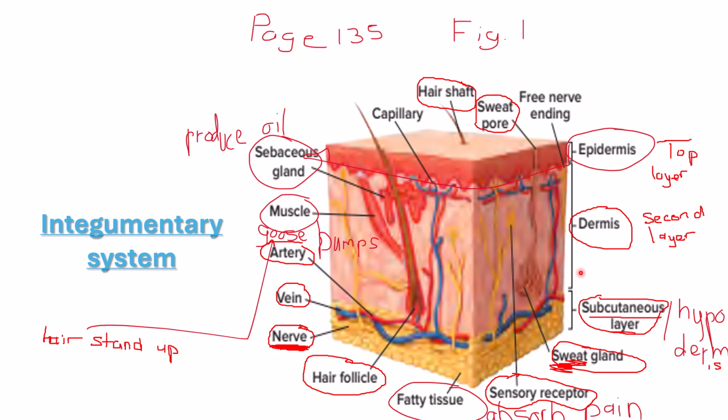and it has the dermis layer, which is thicker than the epidermis, and it contains all of the structures like sebaceous gland, hair follicle, blood vessels, nerve endings, sensory receptors, sweat gland, which is important for the functioning of the integumentary system. And the last layer is the subcutaneous layer, which includes the fat tissue, which has a role in maintaining your body warmth.